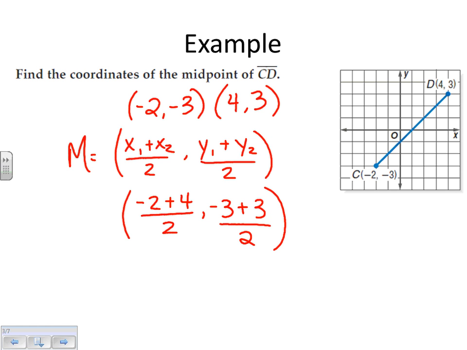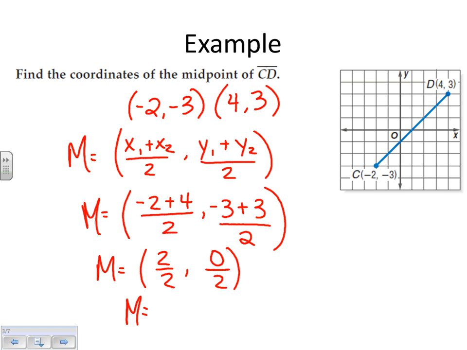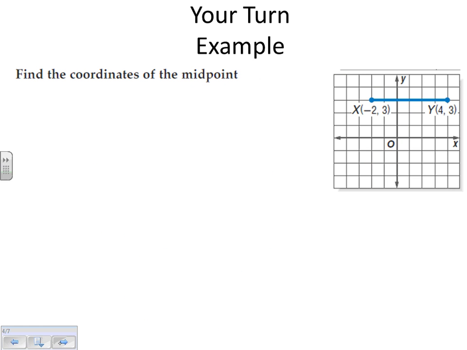All right, and then we find -2 plus 4 is 2 divided by 2. -3 plus 3 is 0 divided by 2. And then we have M equals (1, 0). So now if we look at this graph here, we see this line segment with endpoints at (-2, -3) and (4, 3), and our midpoint is at (1, 0). So here is our midpoint right here, and as you can see, this is equally distant from both of these endpoints.